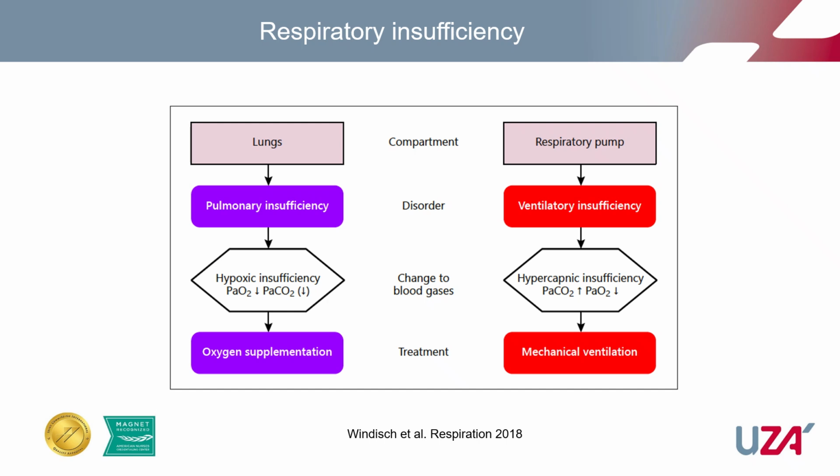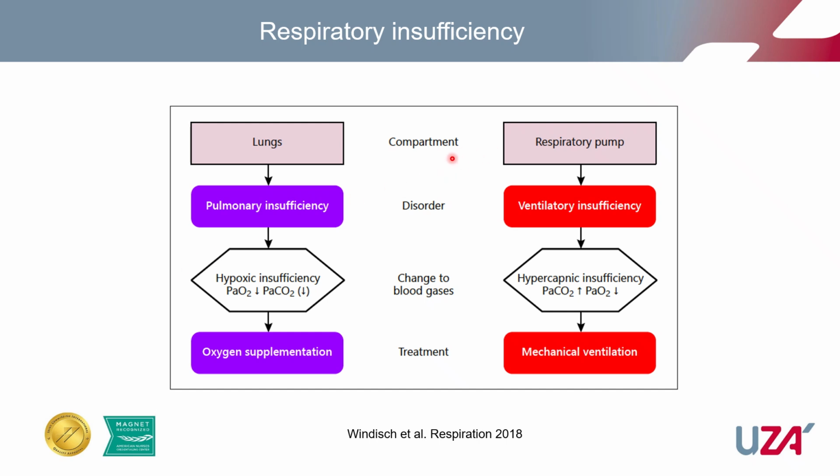In this slide, you can see the 2 forms of respiratory insufficiency. On the left, the partial insufficiency of the lungs, which is known as a pulmonary insufficiency and is characterized predominantly by a hypoxemia and often also some lower CO2 values because of compensatory hyperventilation. The therapy for this form of respiratory insufficiency is oxygen supplementation in whatever form.